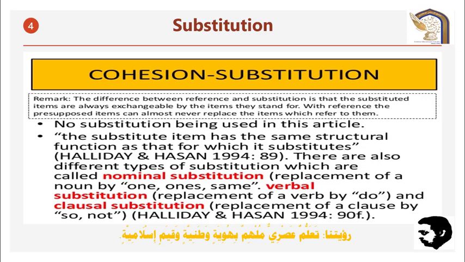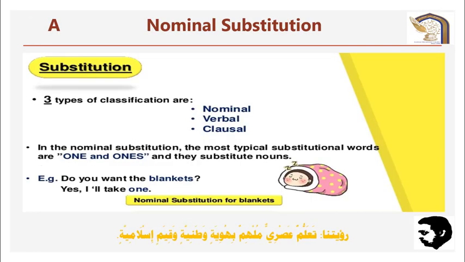Now, let's talk about substitution types. We have nominal substitution, verbal substitution, and clausal substitution. Let's start with nominal substitution. As we said before, there are 3 types of substitution: nominal, verbal, and clausal. In nominal substitution, the most typical substitutional words are one and ones, and they substitute nouns.